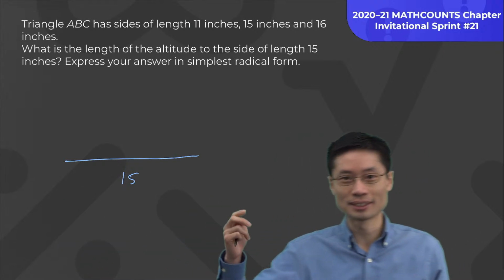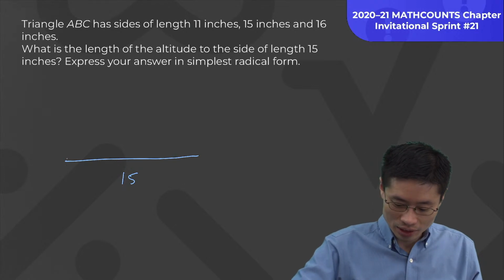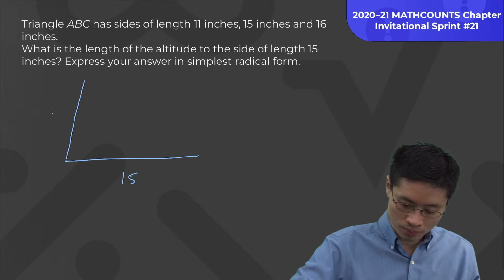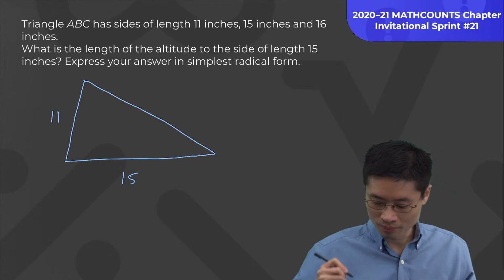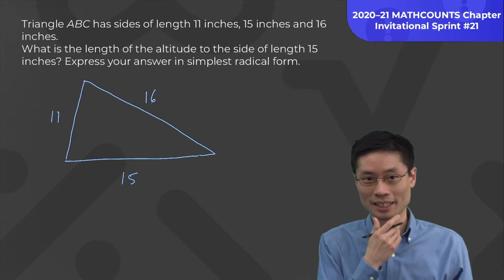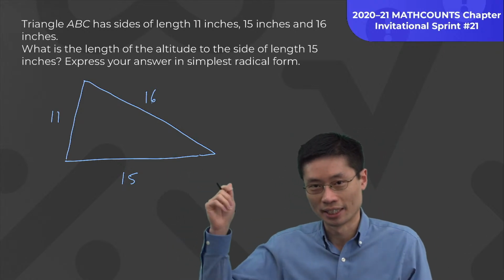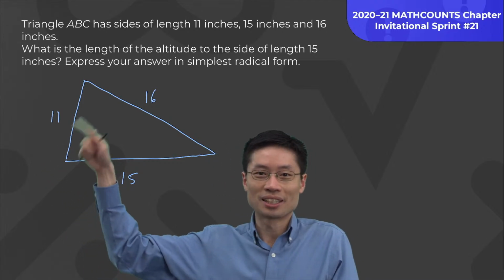So we have 15 on the base. We have sides of length 11, 15, and 16. So it's something like this: 11, 15, and 16. At first I look at this and I say, oh no, I don't know any Pythagorean triples with 11 as the hypotenuse.